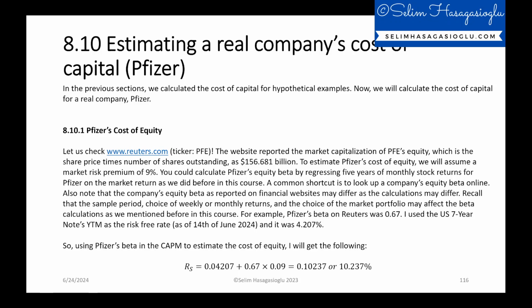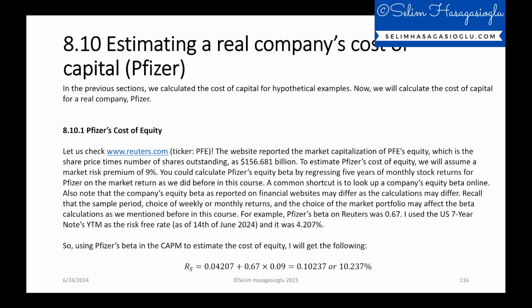8.10 Estimating a real company's cost of capital. Pfizer. In the previous sections, we calculated the cost of capital for hypothetical examples.